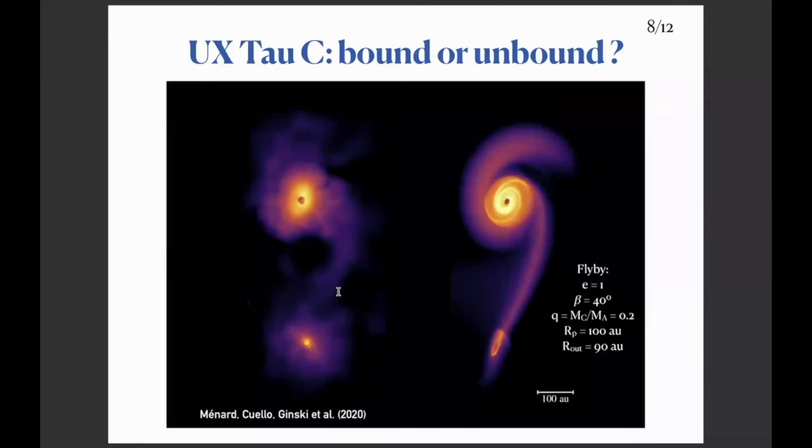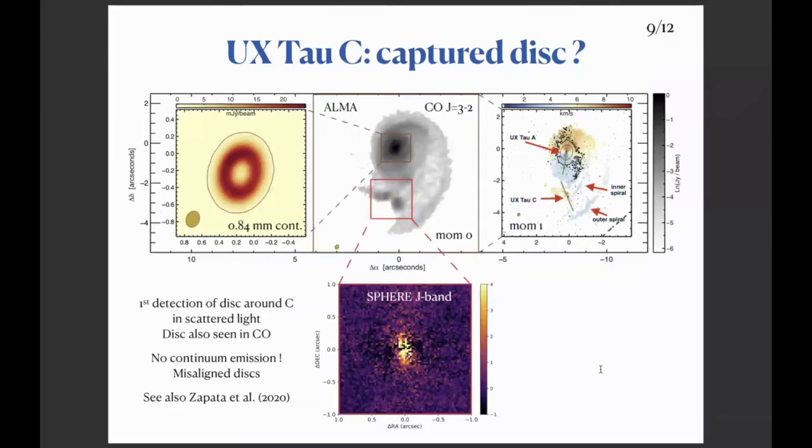So if we zoom, this is the observation with SPHERE, and this is the hydro modeling we're proposing with the parameters here. And it works fairly well. So that lends support to our hypothesis of a stellar flyby here.